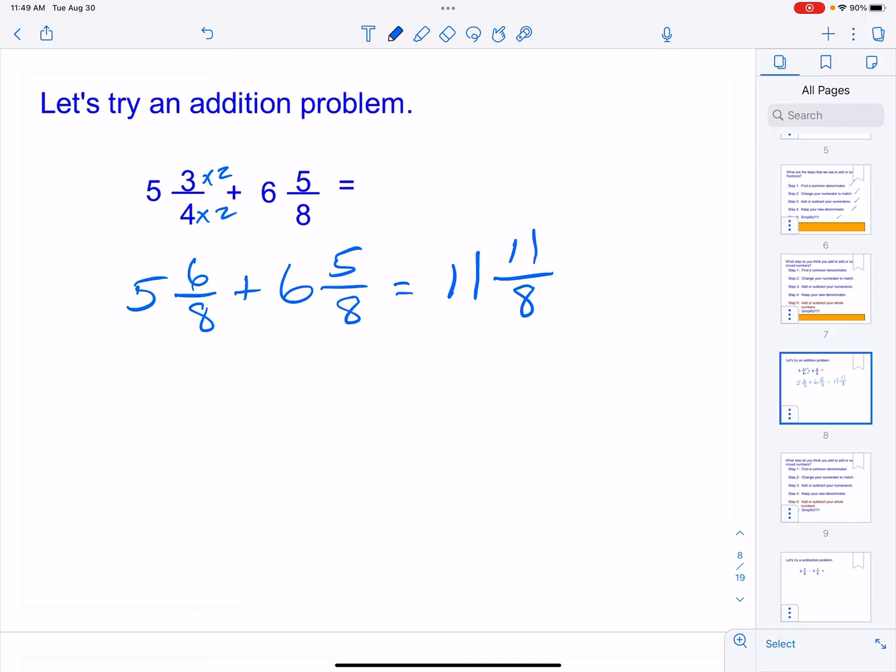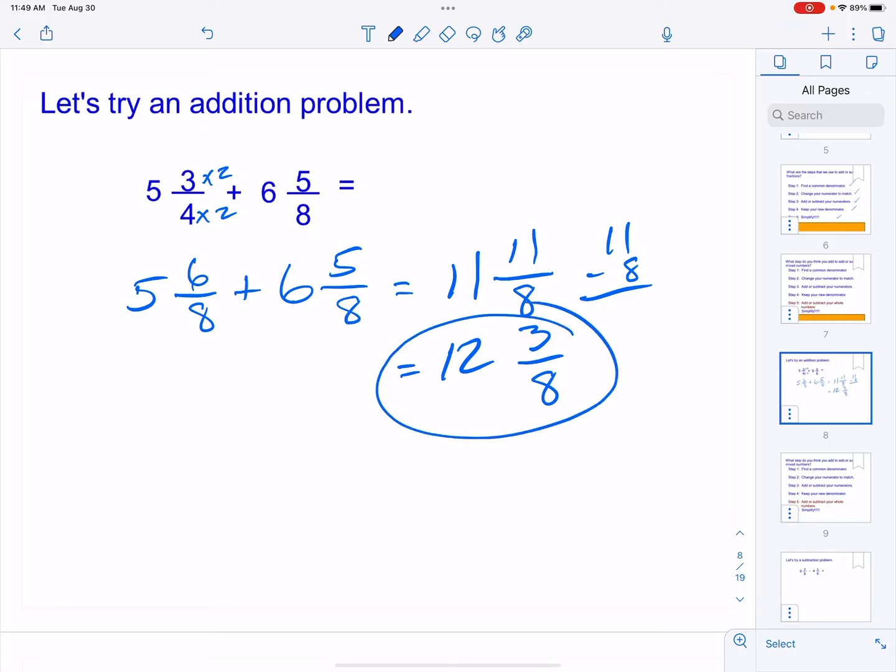So that 11, I'm going to add a 1 to the 11 and it's going to become a 12. So I take the 8 out of the 11. Okay, so we do 11 minus 8. We take that out. We end up with 3 left over, and we put that back over the 8 because that's our size. And so that is our simplified answer. Sometimes you may have to still simplify that fraction some, but typically you don't.